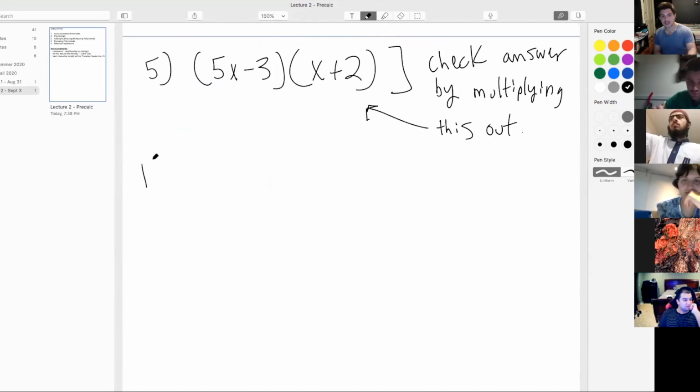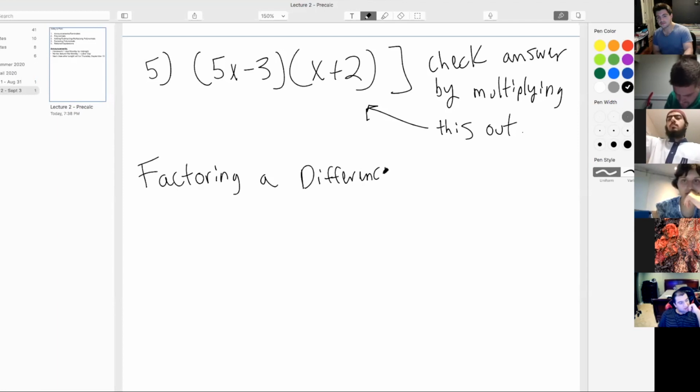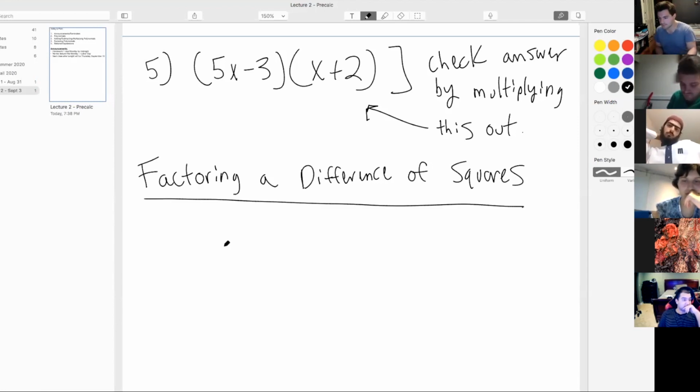So this one is called factoring a difference of squares. Okay, so this is a classic high school thing. So here is the technique.